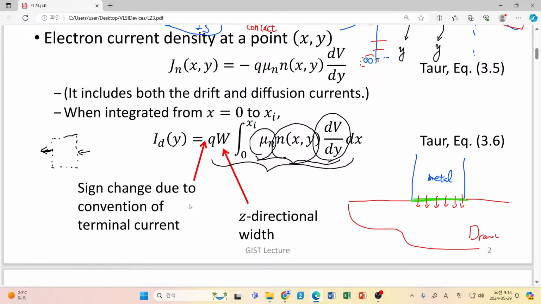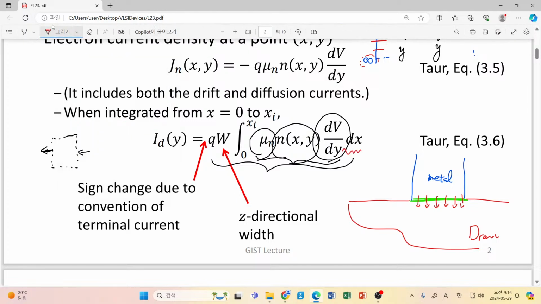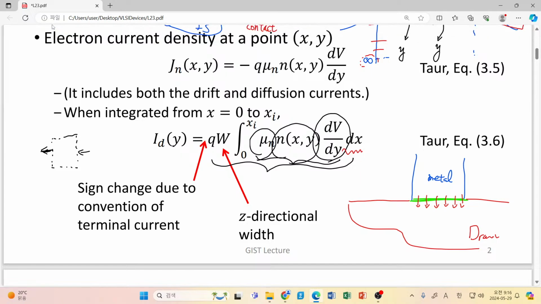However, this integration is only performed along our x-axis. So why do we perform just an x-axis integration? I'm saying that we should make an area surface integration, but why do I do just a 1D integration? Because the other direction is just consumed in this W, because we consider y-directional uniformity. So this really corresponds to the two-dimensional integration.